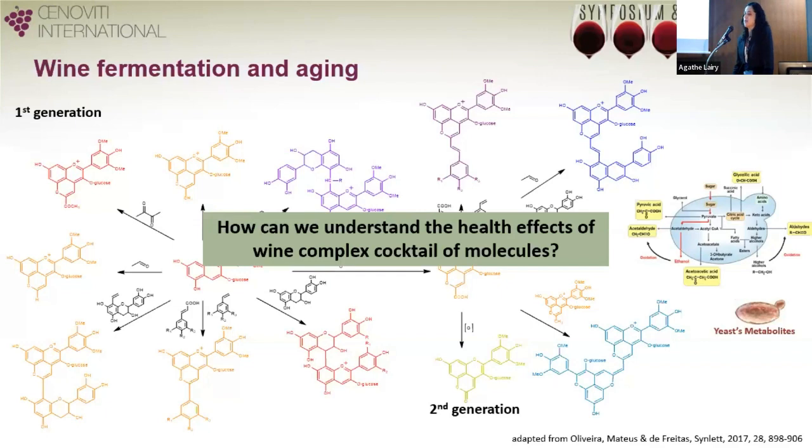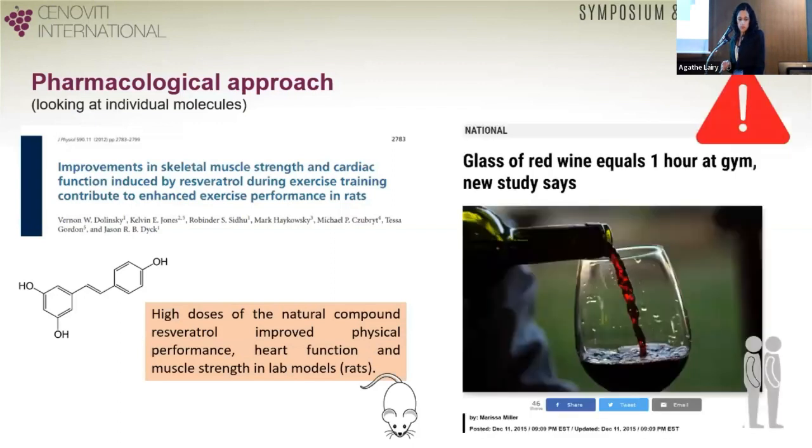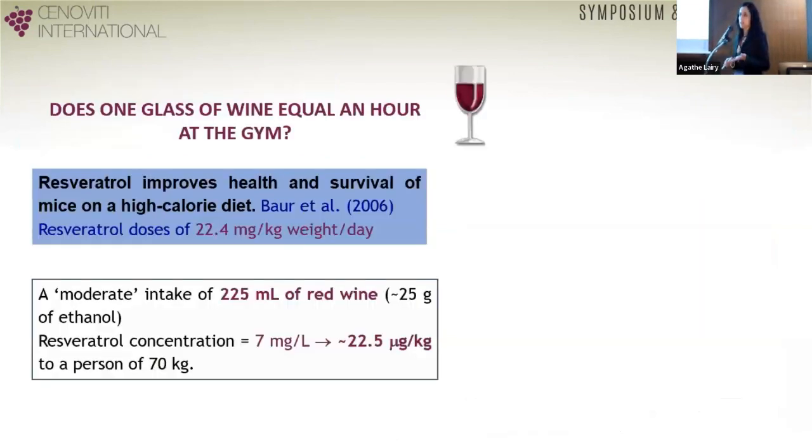So how should we understand the effect of this wine complexity, this cocktail of molecules? We can take one approach, which is the pharmacological approach. We have numerous in vivo and in vitro studies looking at the individual activity of molecules. These are obviously very important, but we have to think that when we do this type of assay, we get the activity of a specific molecule at a specific concentration. And normally when we try to translate this to the human situation, we can get news like this that would be great if it was possible and if it was true, but in fact it's not equal to drinking a glass of wine or to being 1 hour at the gym.